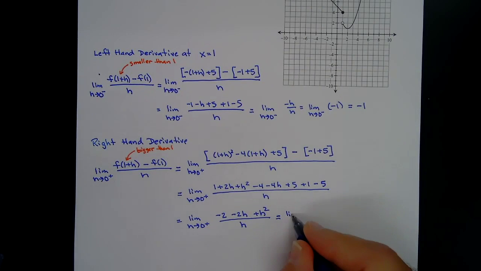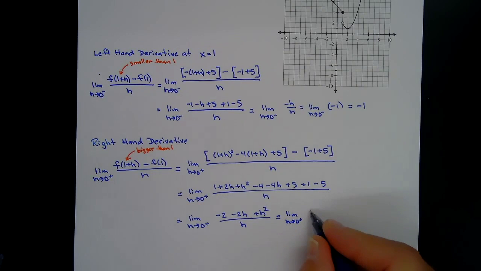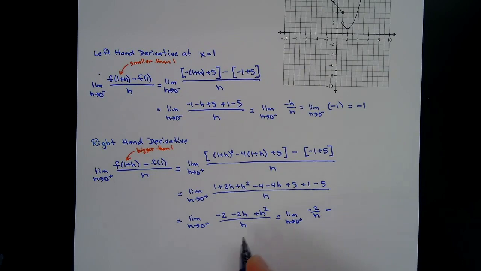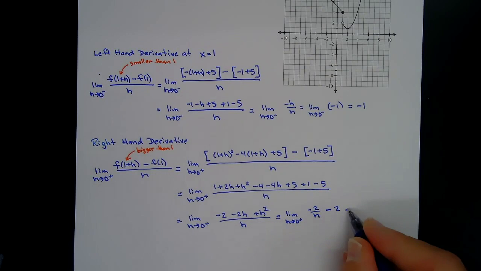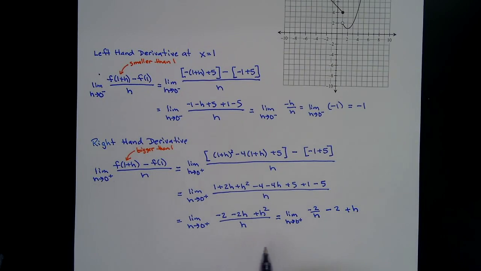All right. So this is the limit as h approaches 0 from the right of, okay, I'm going to break this up. I'm going to write this as negative 2 over h, and this is going to be minus 2, and this becomes plus h. So I wrote that as single fractions, and I just did a common denominator of h, right? And I reduced it all at once, okay?